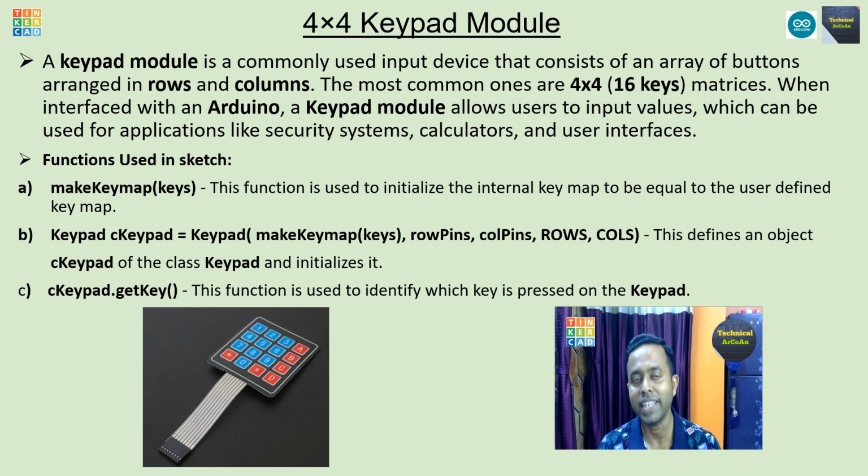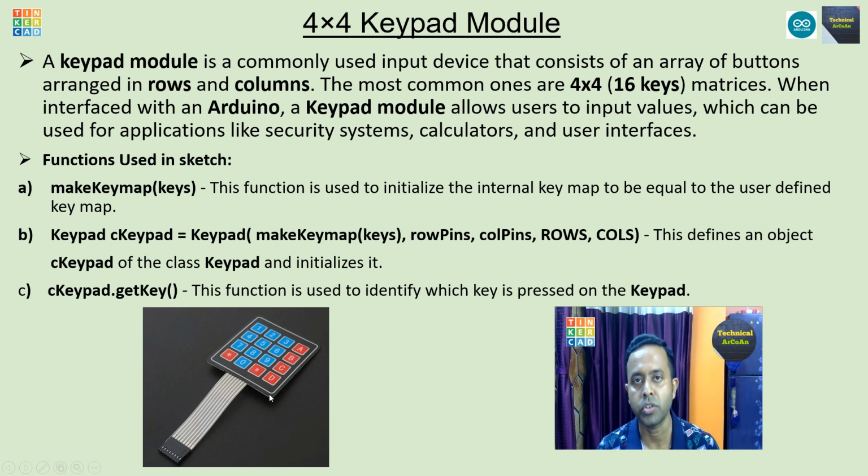Okay, so in that case we need a header file. The header file name is keypad.h, right? Means we need to include it within our sketch, right? And also the getKey function is used in that way. Object name dot getKey, so the object name is cKeypad.getKey. This function is used to identify which key is pressed on the keypad. So this is the image of the keypad module, right?